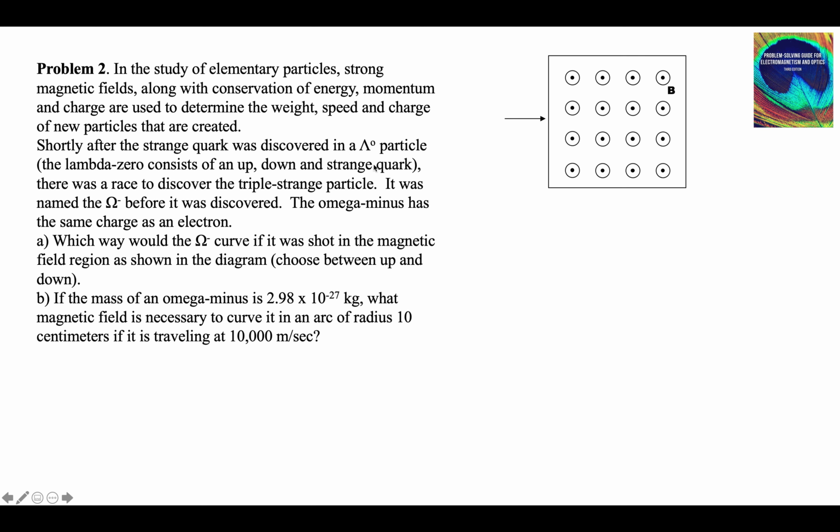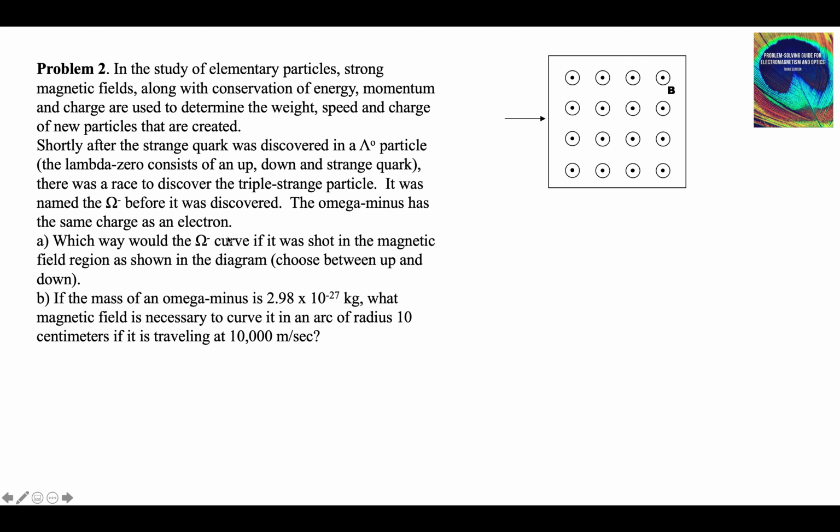Lambda zero is up, down, strange. It was a new quark. Protons and neutrons are composed of up and down quarks. The strange quark was new, which is why they call it a strange quark. And as soon as you find the strange quark, you say there must be a triple strange particle. And they called it the omega minus, and there was a big race to see who would discover the omega minus.